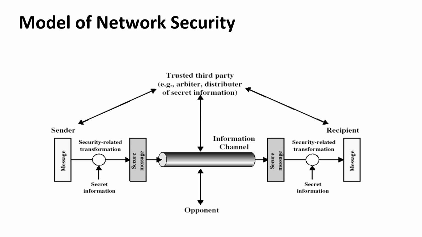For example, the trusted party will be responsible for distributing the secret information to the principals or the two end parties while keeping it from any components. Here the trusted party might be an arbitrator or distributor of secret information. So this trusted party will take care of all these secure transmissions.